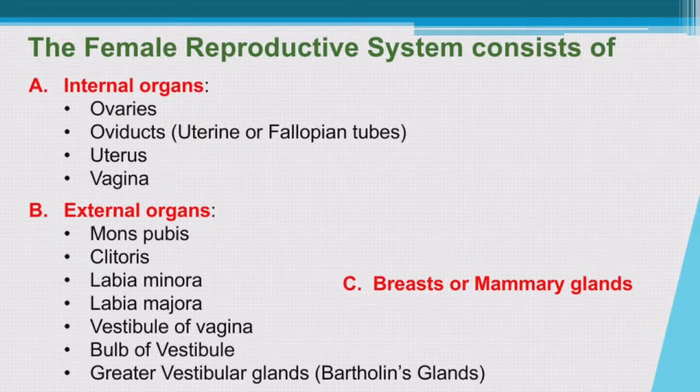The female reproductive system consists of internal organs. Number 1. Ovaries. Number 2. Oviducts or uterine or fallopian tubes. Number 3. Uterus. Number 4. Vagina. And then external organs. Number 1. Mons pubis. Number 2. Clitoris. Number 3. Labia minora. Number 4. Labia majora. Number 5. Vestibule of vagina. Number 6. Bulb of vestibule. Number 7. Greater vestibular glands or Bartholin's glands. And finally breasts or mammary glands.